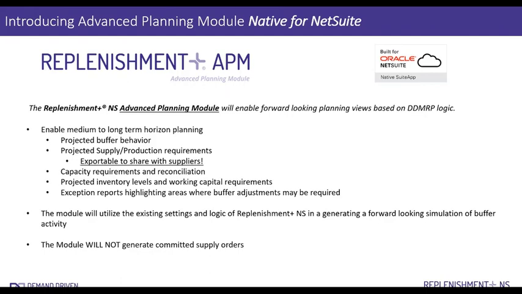This module will utilize the existing settings and logic of Replenishment Plus MS in generating the forward-looking activity. But the module will not generate committed supply orders. We talked about a couple slides ago how we're not placing orders based off projected behavior. We're still going to use the approach that's built into Replenishment Plus for ordering, but this helps us do the S&OP process of planning ahead.